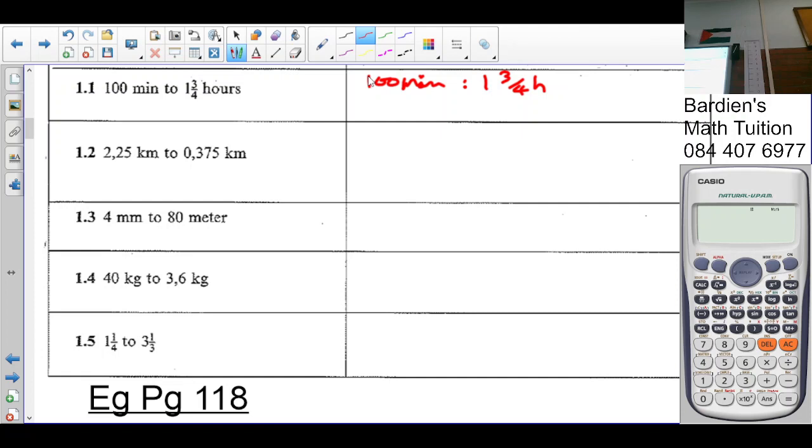So how many minutes are there in an hour? 60 minutes. So I want you to convert that to minutes quickly. You can use your calculator now. How many minutes is 1 3/4 of an hour? Give everybody a chance.